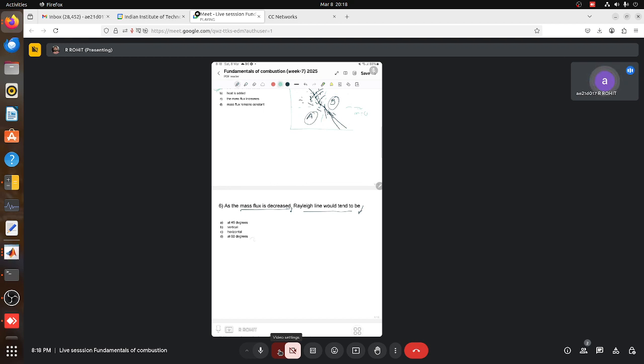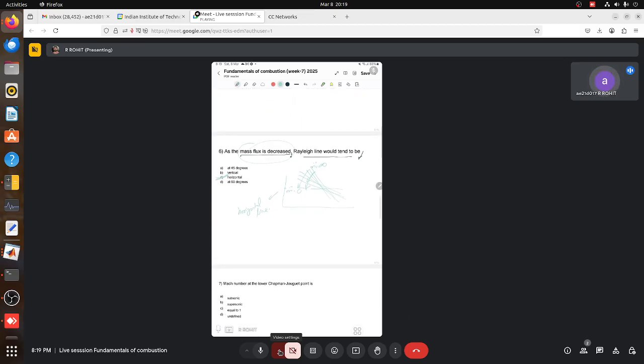So you will have this and you have your line. As it decreases down, you can see your mass flux was infinity and it comes close to zero. So your line eventually comes to a horizontal line, as your Rayleigh line would tend to be close to a horizontal line as your mass flux is decreased. So your answer will be C, which is horizontal.